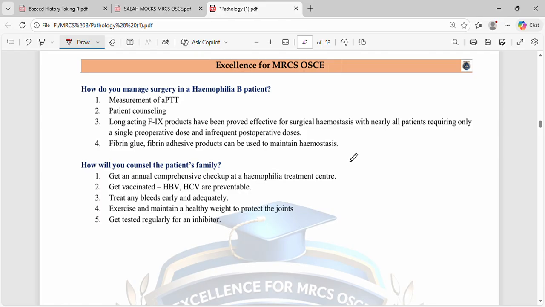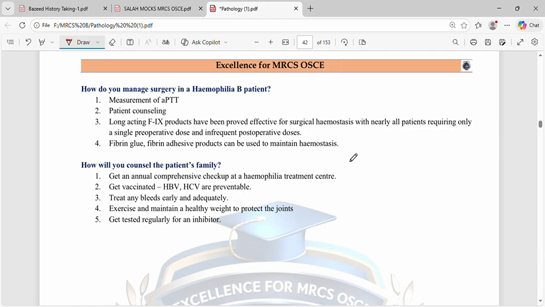Usually in hemophilia B there is a problem in factor 9, so you have to give them factor 9 products. Usually one dose is required preoperatively and no dose repetition is required postoperatively.